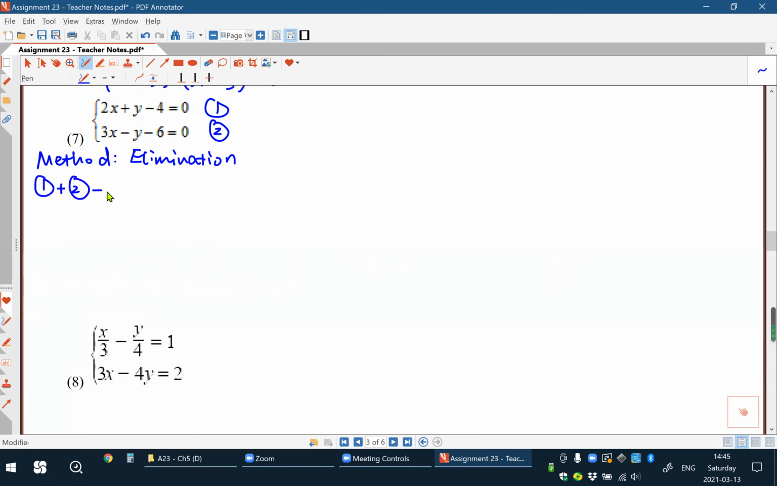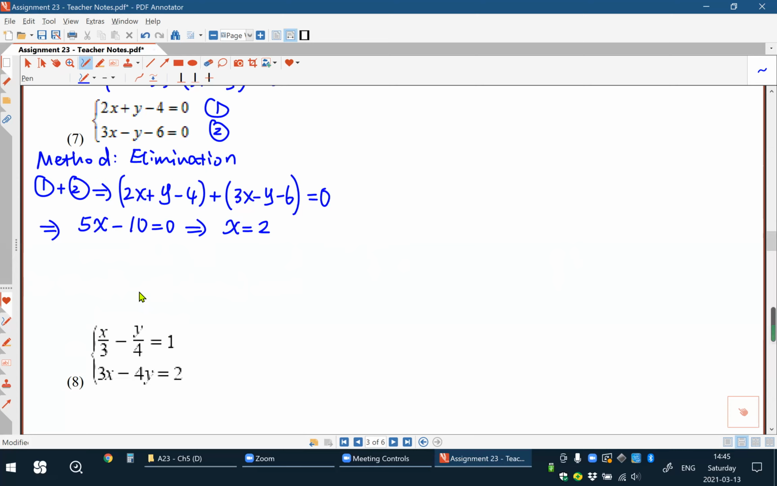So equation 1 plus equation 2 will give you 2x plus y minus 4. This is the left-hand side, right? Plus left-hand side of the second equation. Right-hand side, both 0, right? So let's simplify. 2x, 3x means 5x. Y minus y is 0. Minus 4 minus 6 is minus 10. So we have solved x is actually 2, right?